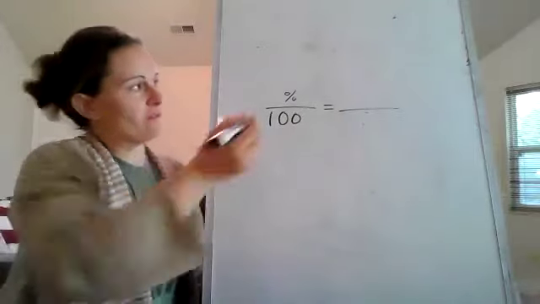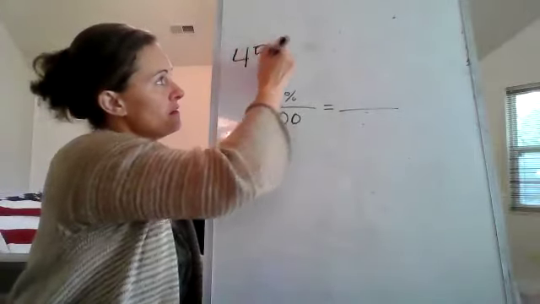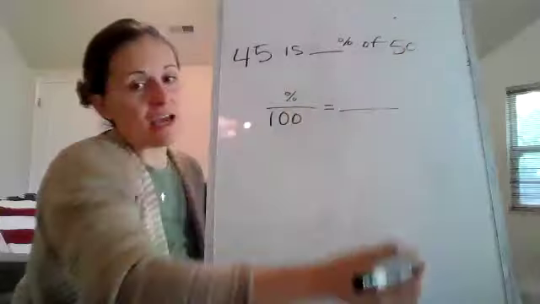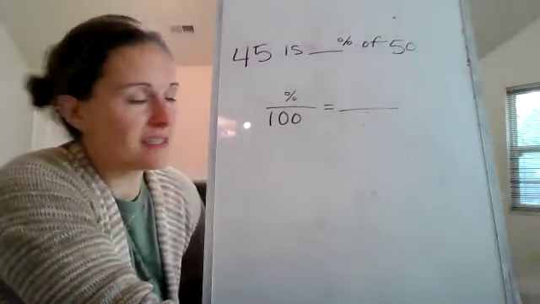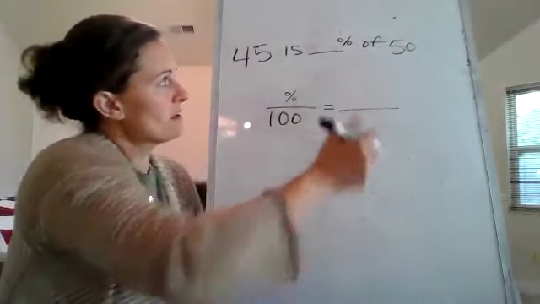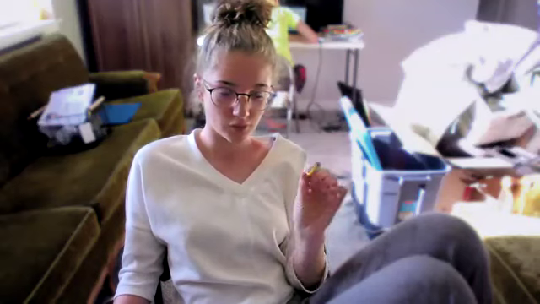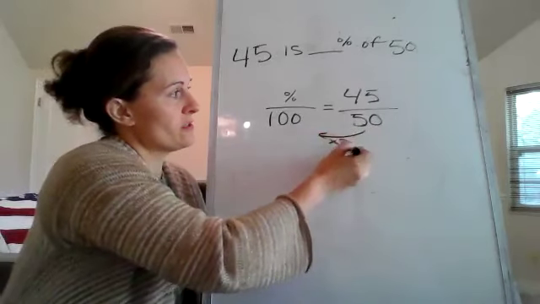45 is something percent of 50. Now let's see how much you can talk me through this. Let's see if you understand what you're doing. So 45 is, and then 50 is of. Yeah, so you need 45 over 50. Okay, then what? Then 100 can go into 50 two times. So 50 times 2 is 100.